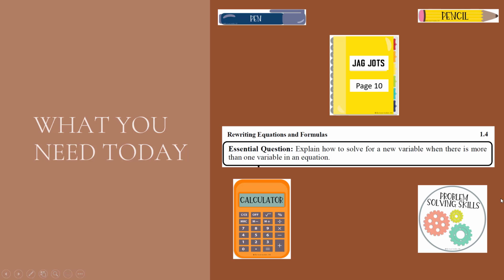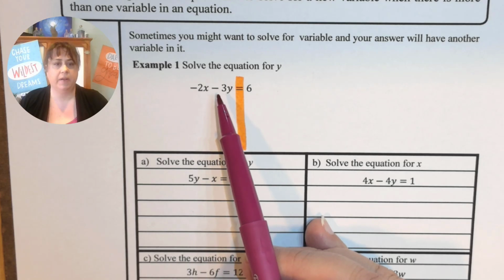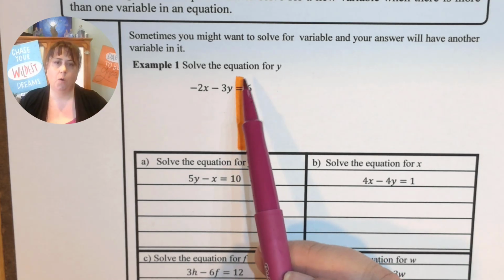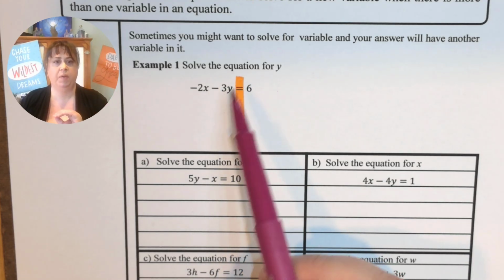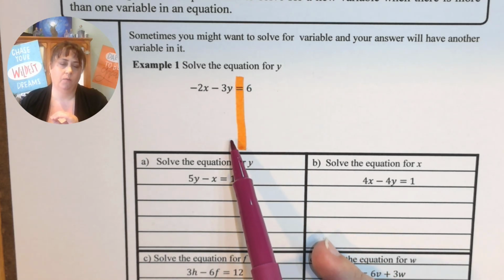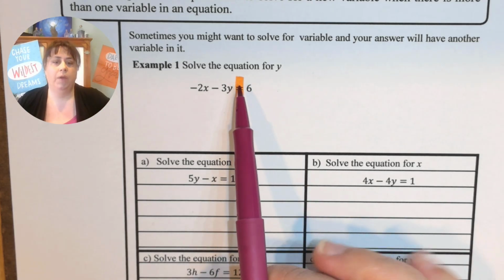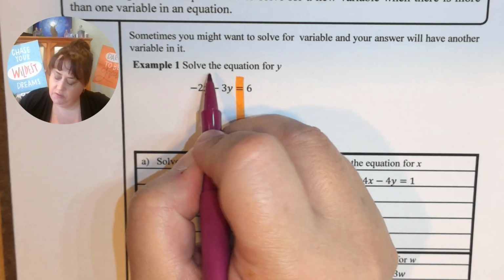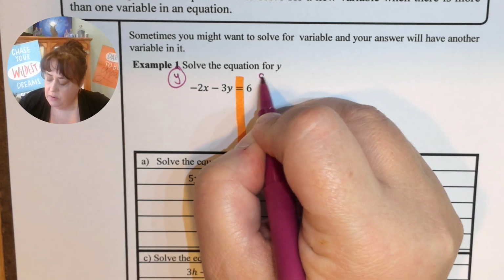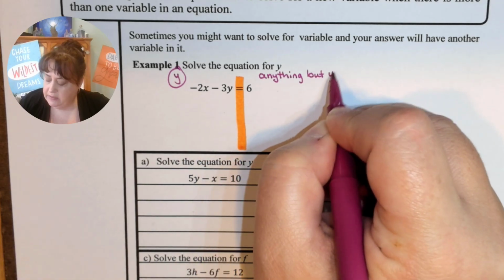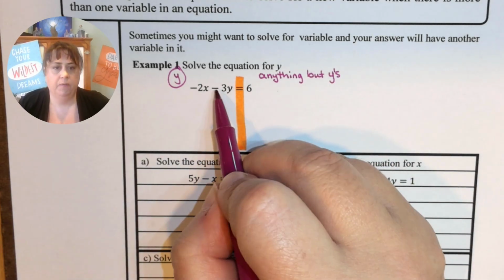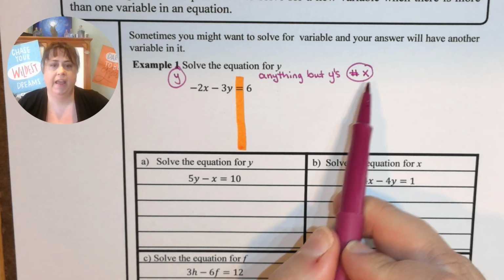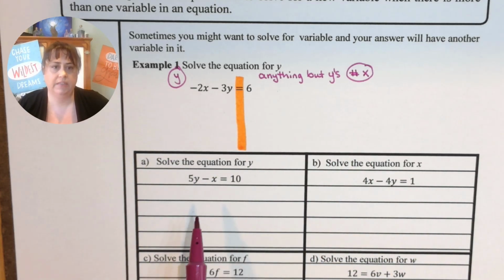So let's get started. Here's our equation, negative 2x minus 3y equals 6, and the directions tell us to solve the equation for y. And this is a really big reason why this entire chapter we've been putting in our roads. We have the left side and the right side, and our y's are already on the left side. So this side's going to stay y's, and the right side's going to be anything but y's. What else do we have besides y's? Well, we have numbers and we have x's. So if it's a number or an x, it's going to go on the right side. If it's a y, it's going to stay on the left.